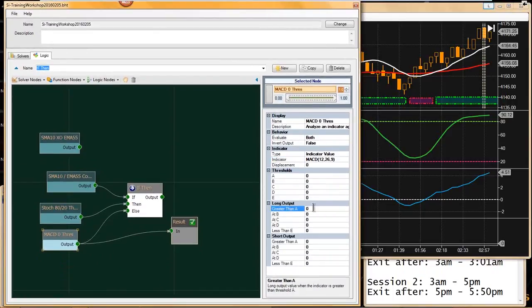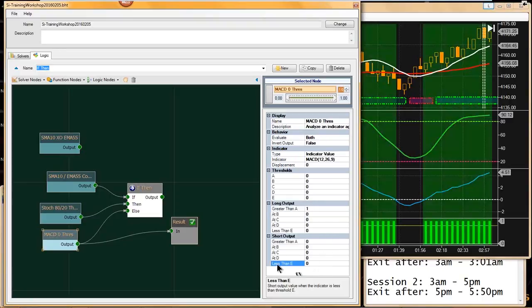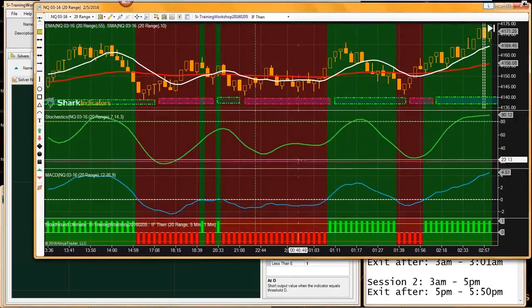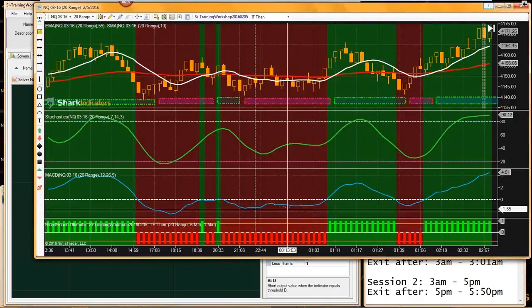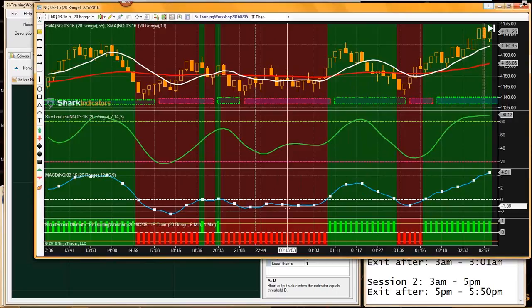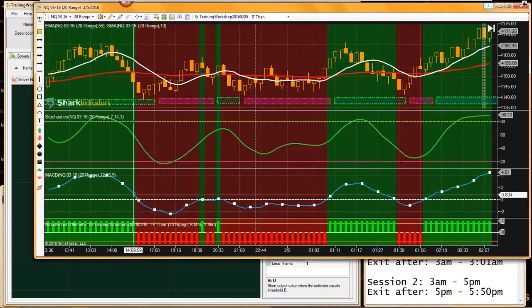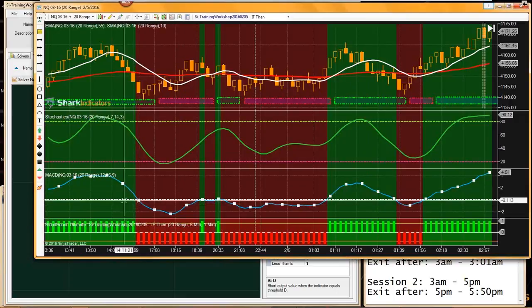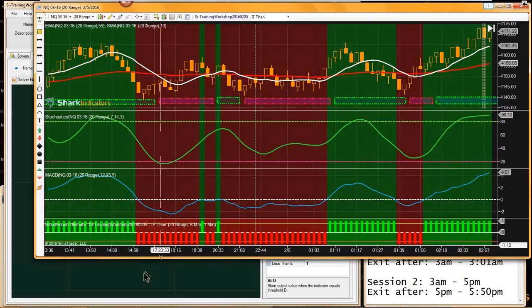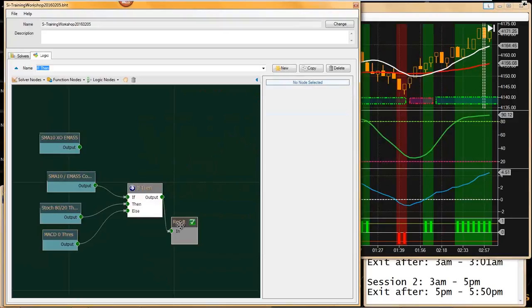Alright, so if the MACD is above the 0 line, we're going to get a long signal. And if it's below the 0 line, we're going to get a short signal. So there we go. Real simple to visualize on the chart here, right? MACD above or below that 0 line. Okay, so now let's take a look at our if-then.